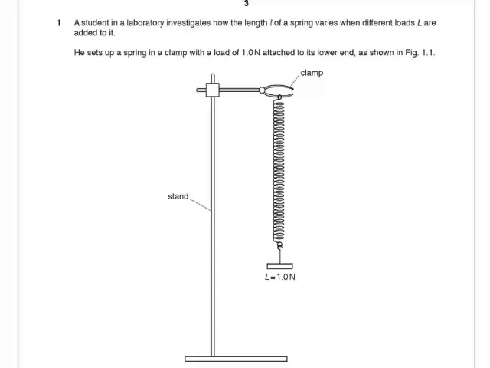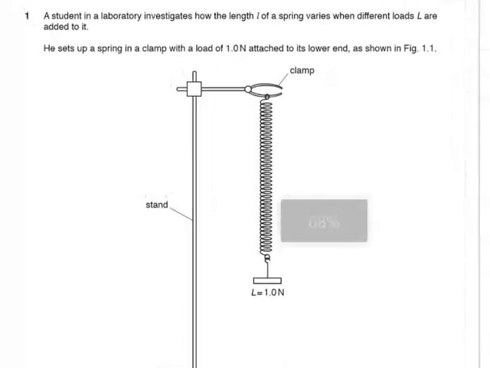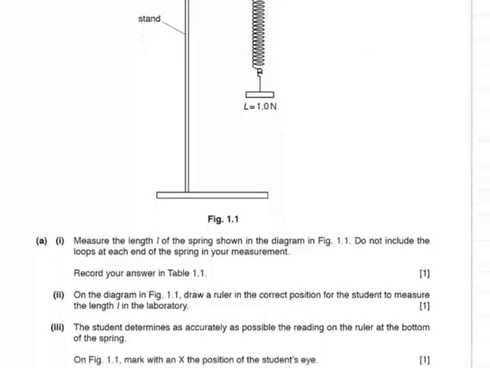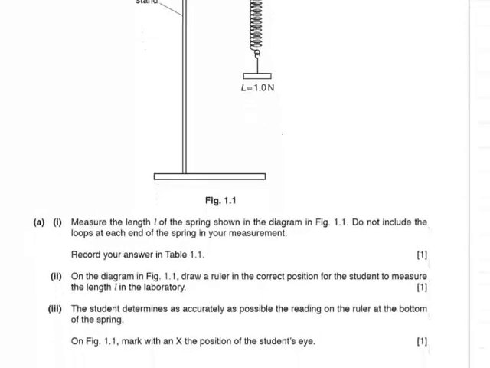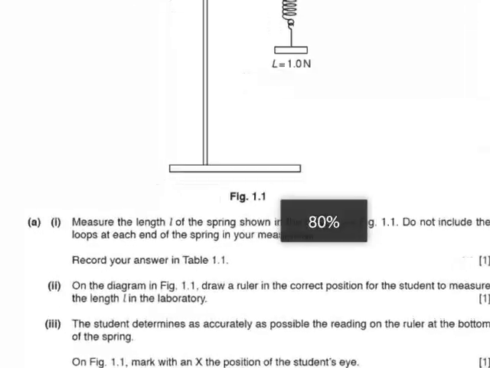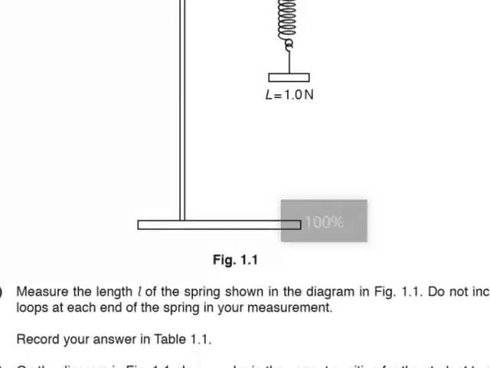A student in a laboratory investigates how the length of a spring varies with different loads L added to it. Measure the length L of the spring shown in the diagram 1.1. Do not include the loops at the end of the spring in your measurement. What they mean here is the loop itself is this one. Do not include this particular small loop, okay?